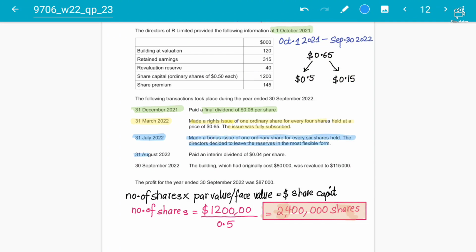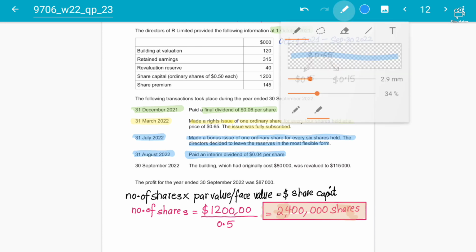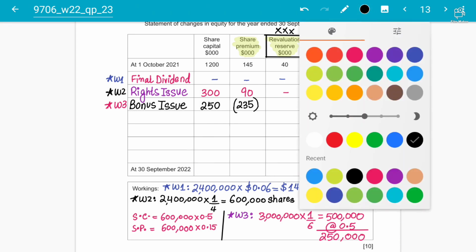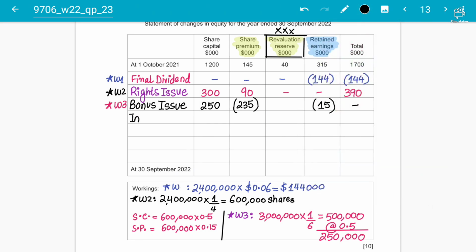Now again you are paying an interim dividend. Interim dividend, we have talked about that it is a dividend paid during the year. Anytime during the year it can be paid to benefit the shareholders. So you are paying an interim dividend on 31st August. So let's write it down as well. Interim dividend. What will be the mistake that students will do?